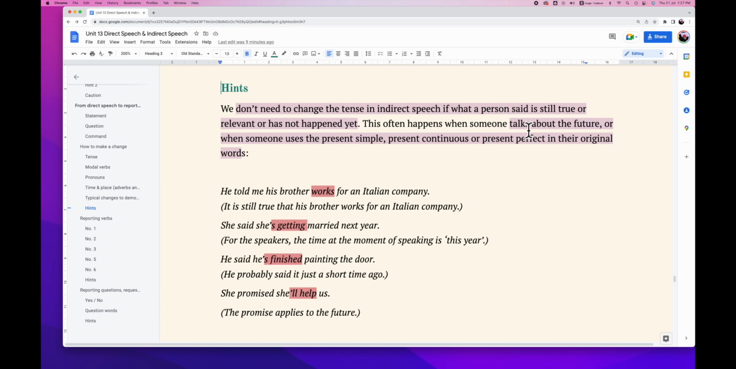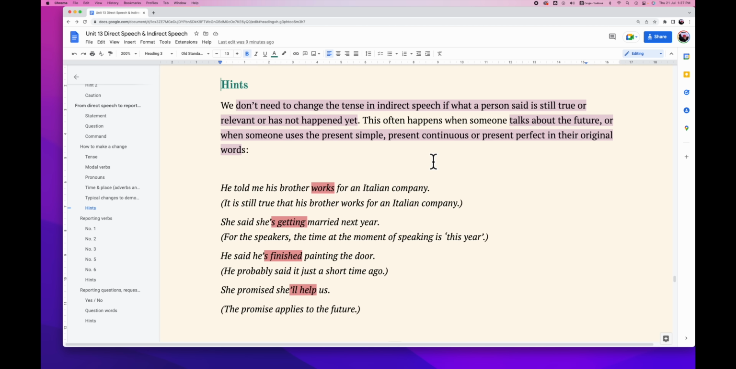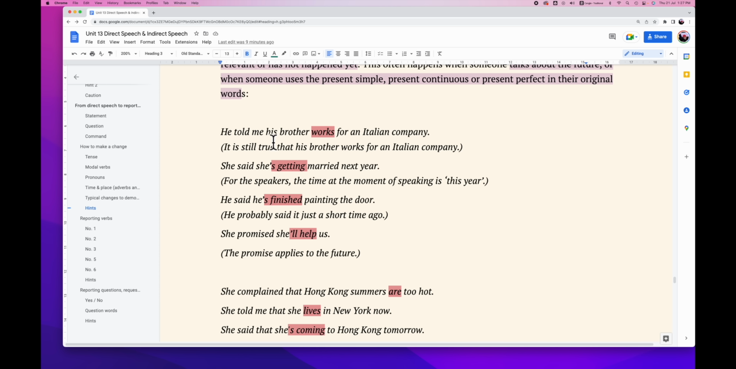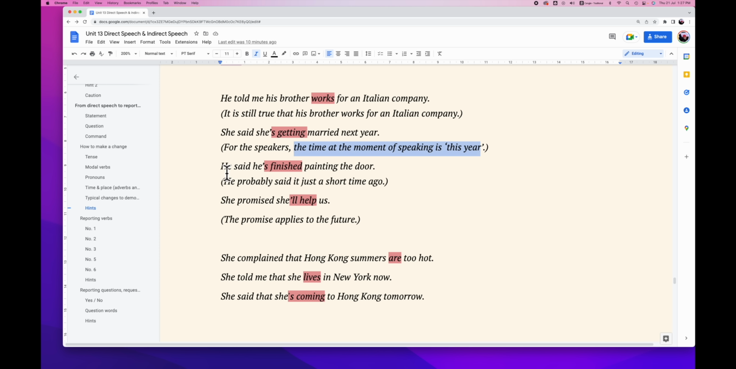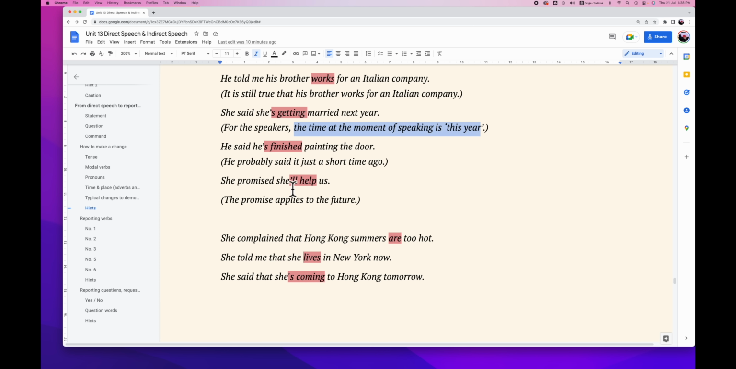Sometimes people talk about the future, or someone uses a simple present, simple continuous or perfect tense in their original words. Example: he told me his brother works for an Italian company. It's still true. She said she's getting married. The time at the moment of speaking is this year. It hasn't happened yet. He said he has finished painting the door. Probably he just said it a short time ago. She promised she will help us. The promise applies to the future.